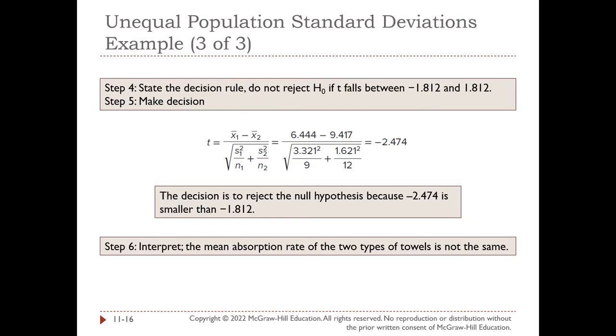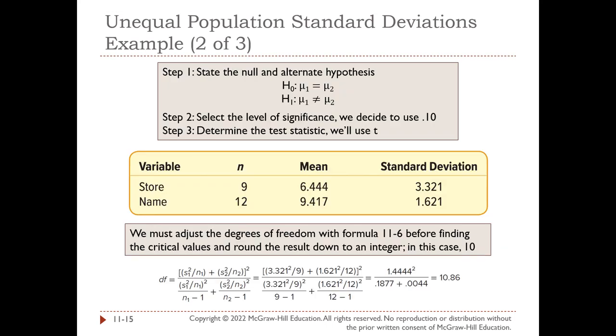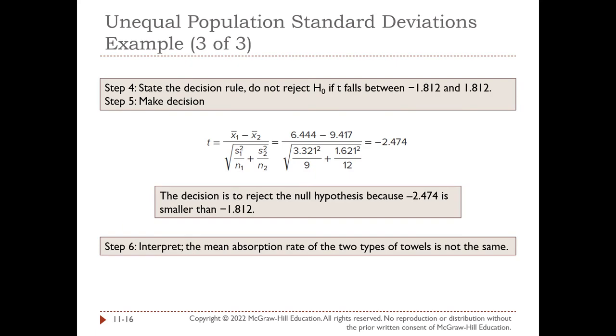Now we're going to basically calculate our test statistic. So step 4, we're going to not reject the null if it falls between these two numbers, negative and positive, since this is a two-tail. Now we make the decision. We're going to calculate, again plugging in the numbers that we've already figured from the two charts. We got our means, and then we got our standard deviations.